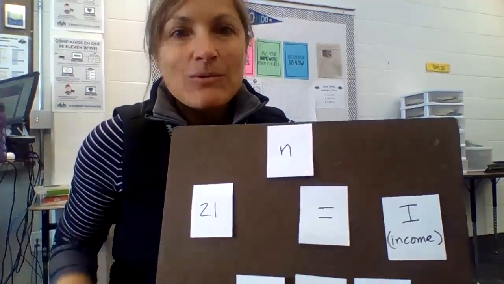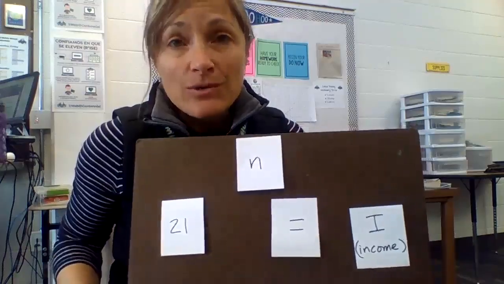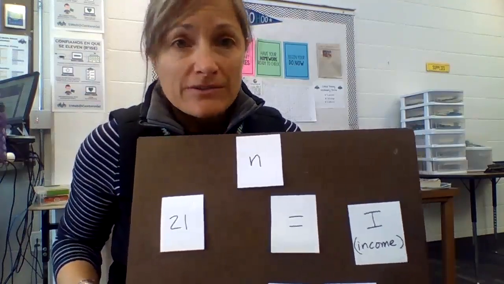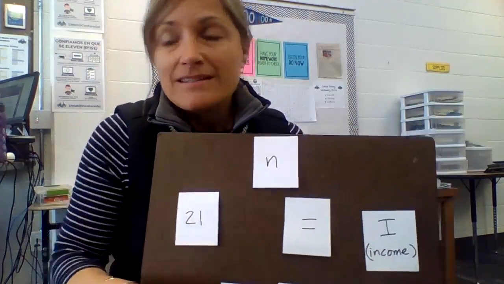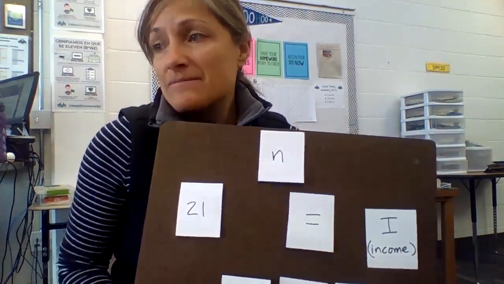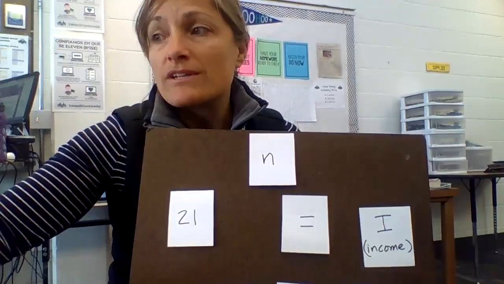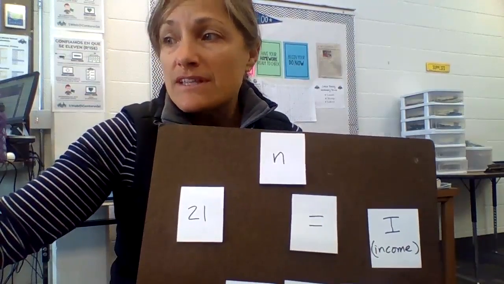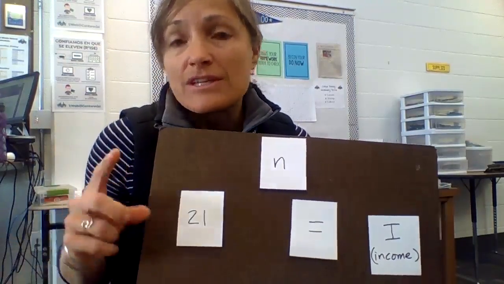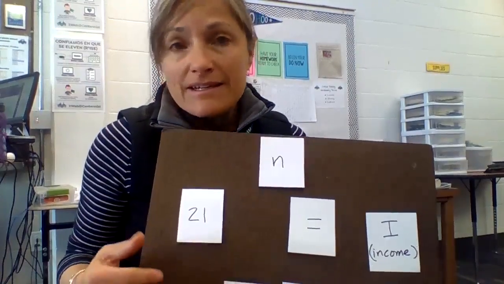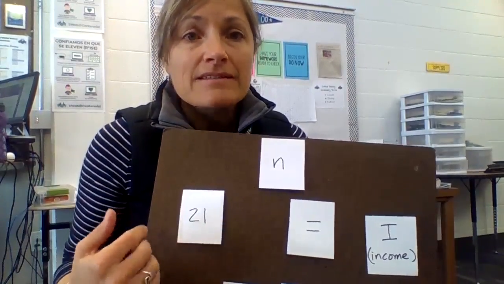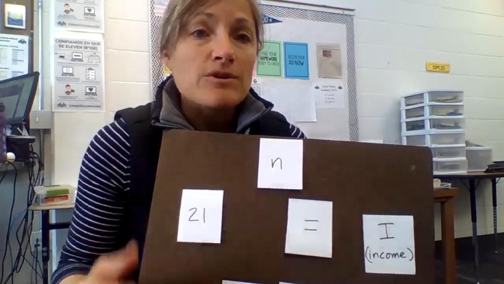Hi, we are working today on solving equations with unknown values. In this case, the question says, single admission at Wild World Amusement Park costs $21. If the park sells N single admissions in one day, the income is 21 times the number of people.